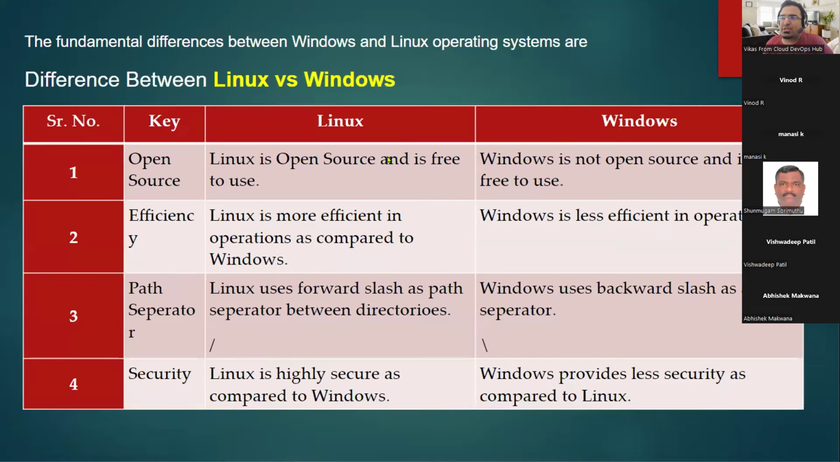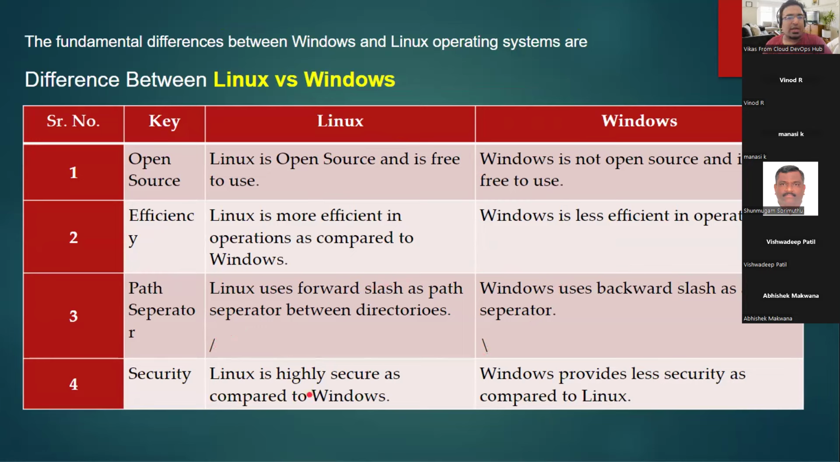Linux and Windows comparison. Linux is open source. Windows is not open source. You will not be able to see the code of Windows. You have to purchase a license, then only you can use it. Efficiency-wise, Linux is very good as compared to Windows. Linux uses forward slash, it should look like this. Windows uses backward slash, it should look like this.